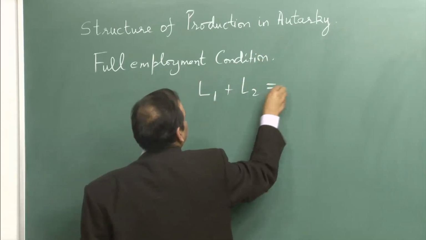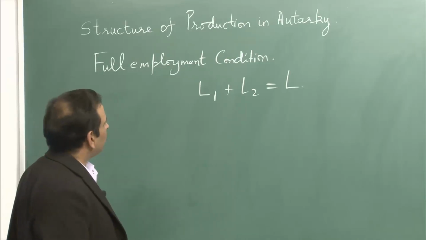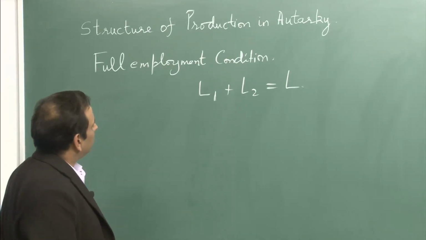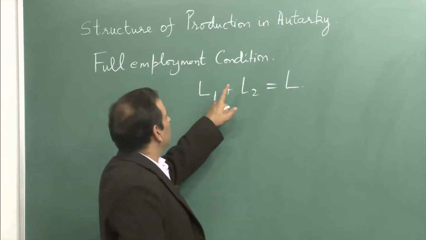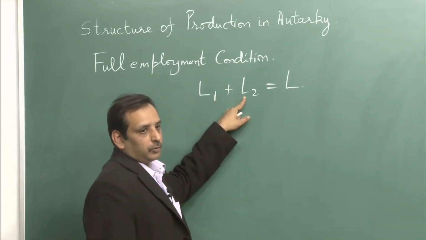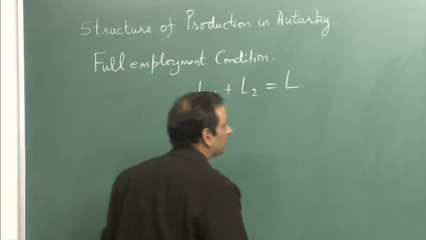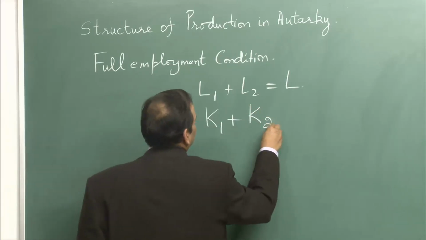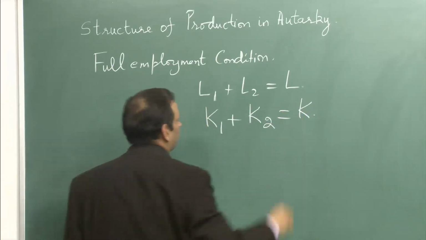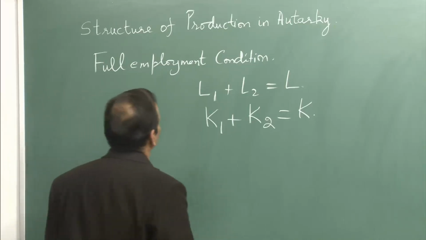L1 plus L2 is equal to L. There are two commodities which are produced, 1 and 2, and some labor is used in production of good 1, some labor is used in production of good 2, and this totally exhausts the total amount of labor, which is L. There is capital, the second factor of production, which is used in the production of good 1 and good 2. So, K1 plus K2 is equal to K.